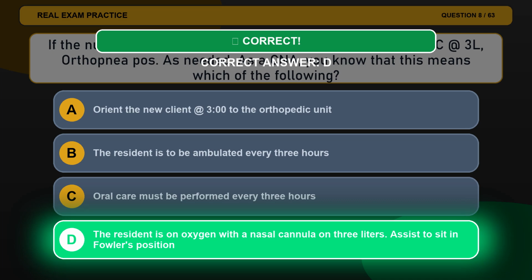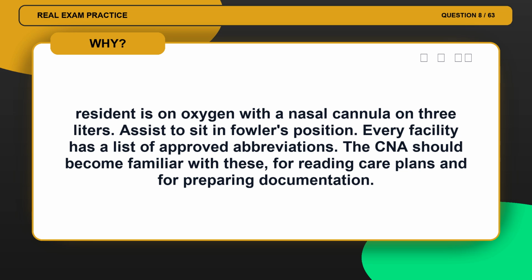The correct answer is option D. The resident is on oxygen with a nasal cannula on 3 liters. Assist to sit in Fowler's position. Every facility has a list of approved abbreviations. The CNA should become familiar with these, for reading care plans and for preparing documentation.